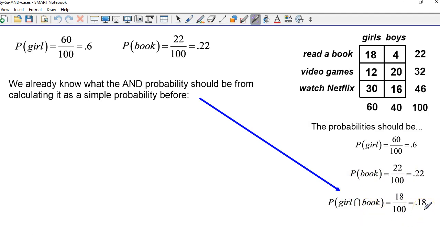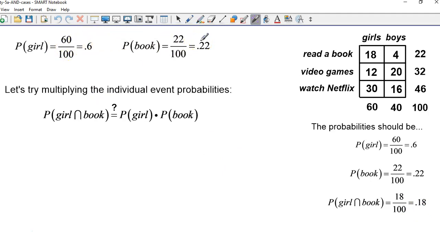18%. What we're investigating now is whether we could compute this 18% by multiplying the probabilities of the individual events that make that up, the probability of girl and the probability of liking a book. Okay, so let's test it. Let's compare the known good probability of girl and book, which is 18, to the probability of girl times the probability of book to see if multiplying works for AND cases.